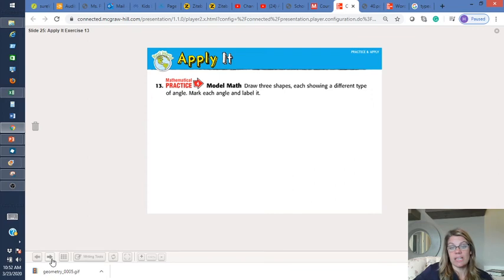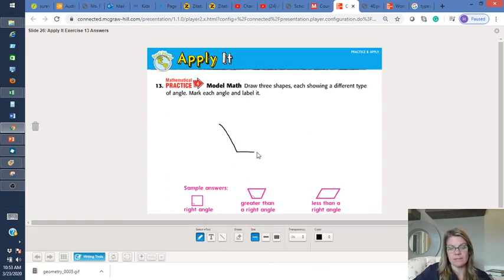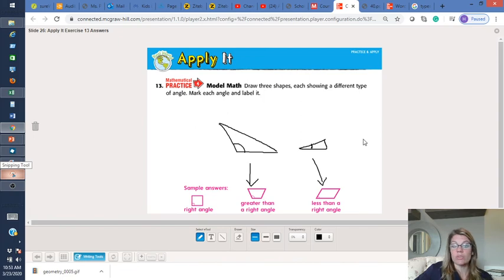Okay, draw 3 shapes, each showing a different type of angle. Mark each angle and label it. So I want a right angle, an acute angle, and an obtuse angle. There you go. Now you could do triangles that show those. If I was going to do a triangle like this, and then just right there, this would also fit into that category, right? Or if I wanted to do a little teeny triangle like this, that angle right here would be less than a right angle. Okay, so you can do a triangle or you can do a different shape, whatever one you want to try.